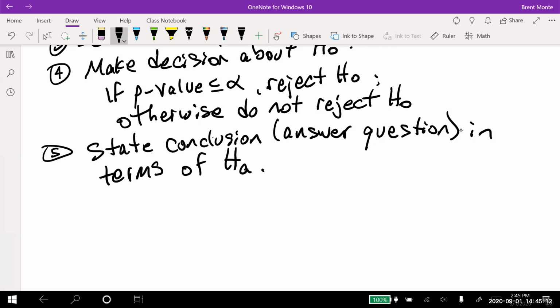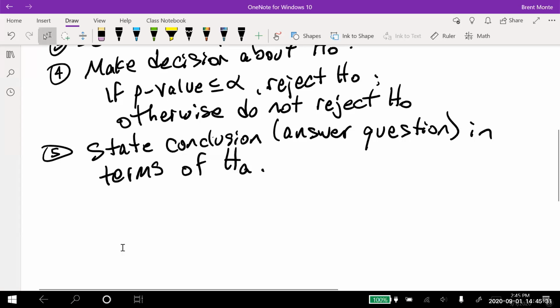Okay, so the decision's based in terms of H sub 0, the null hypothesis. The conclusion is in terms of the alternative hypothesis, H sub A. The alternative hypothesis is typically the question that's being asked. Okay, so with that, I'm just going to run into some problems.